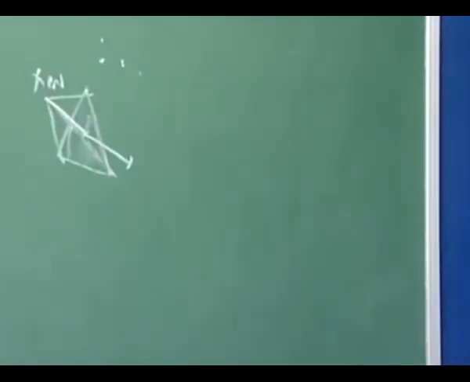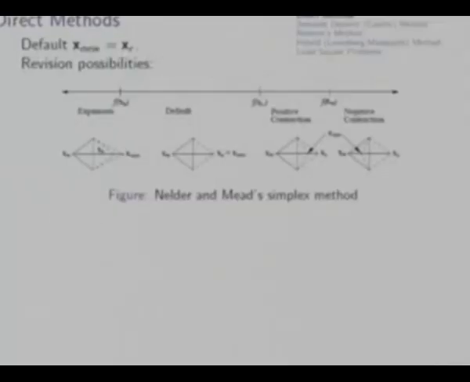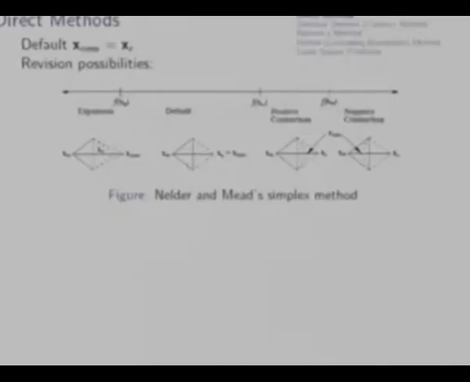Now, other than this default replacement, we can consider several other options. See, the default option is here, where this is xw, this is the reflected point xr, and this line segment shows the face not containing the worst point xw. So, this is xr, which is the default new point to be used for replacing xw in the simplex.